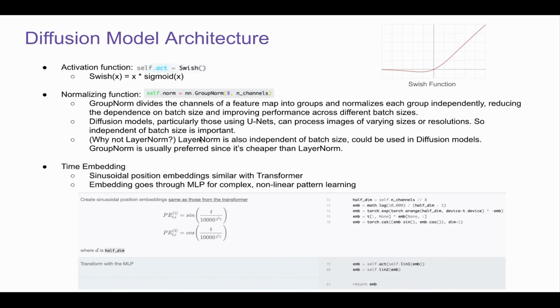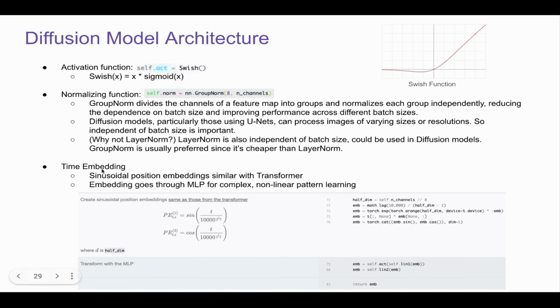So can we use layer norm? Actually, yes, we can use layer norm. It's also independent of batch size. However, group norm is usually preferred since it's cheaper than layer norm. You can consider group norm needs a global parameter and layer norm needs multiple local parameters. Otherwise, they're pretty much similar.